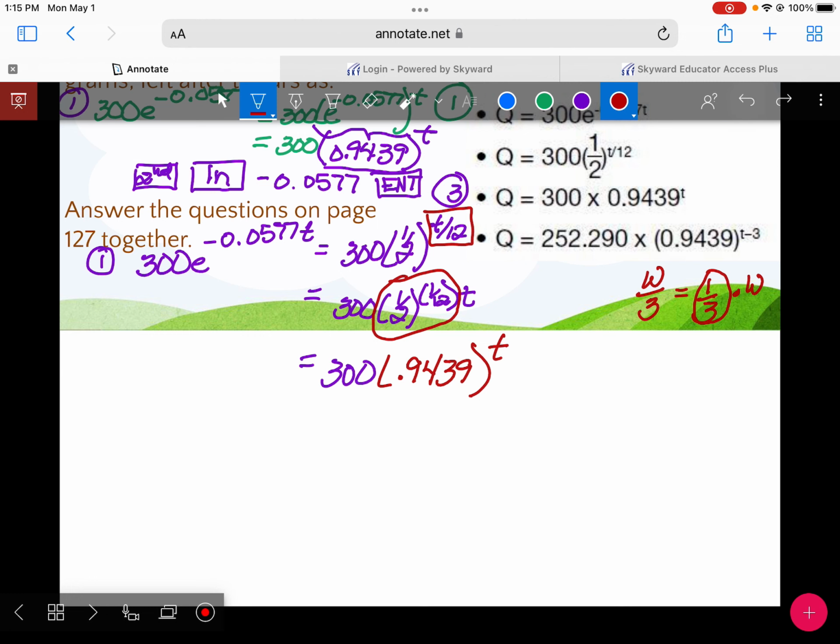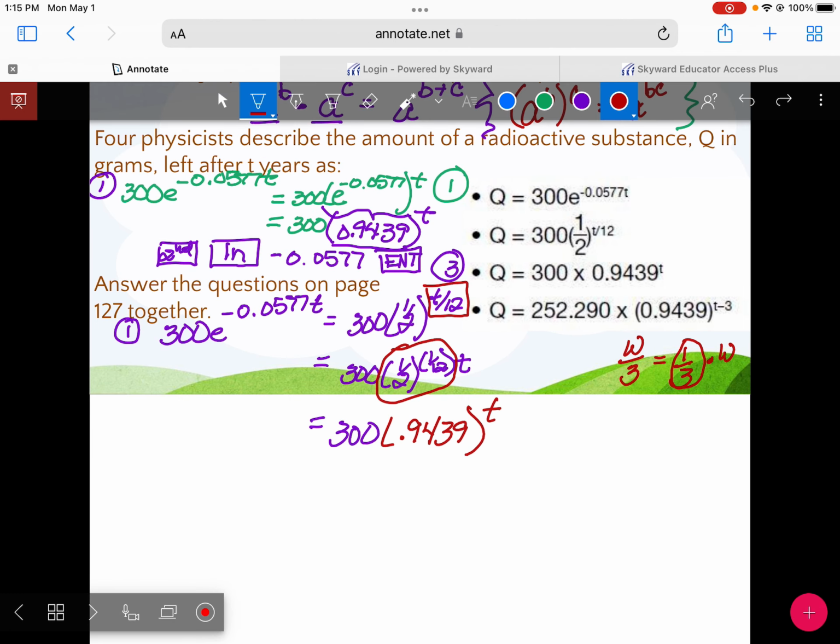Right, but look what happened. That takes me to these first two. Guys, take a look. So when I did that and rounded it, it takes me back to this 0.9439, which we just did up in number 1. So I went from number 1.